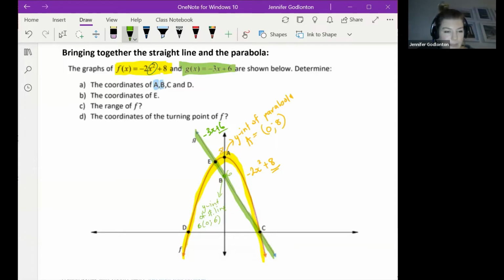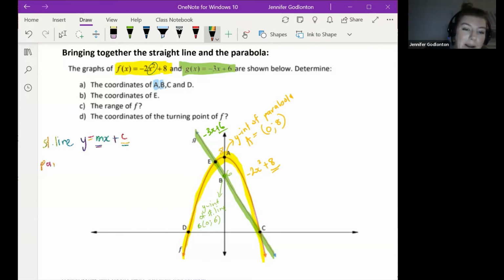So far we know what A is, we know what B is, and we know this purely because we know our formulas really well. That's why I keep on stressing that you need to know your formulas. Your straight line formula, always remember y equals mx plus c: that's your y-intercept, that's your gradient. Parabola, y equals ax squared plus q: that's your y-intercept, that's your shape.